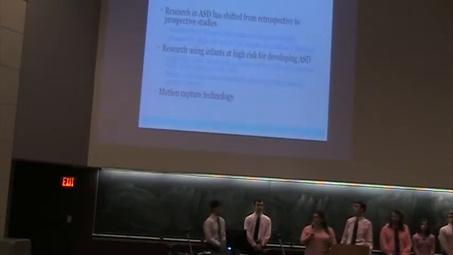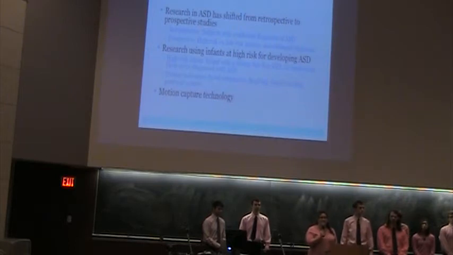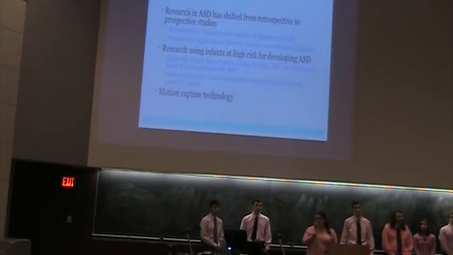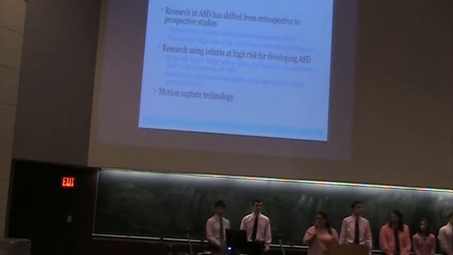So the recent direction in the field has shifted from retrospective studies to prospective studies. Retrospective studies are when researchers would use children as participants who had confirmed diagnoses of autism spectrum disorder. And then they would look at videos of those children when they were infants and try and identify motion indicators that would identify them as eventually being diagnosed with ASD. So the recent shift is from retrospective to prospective studies.